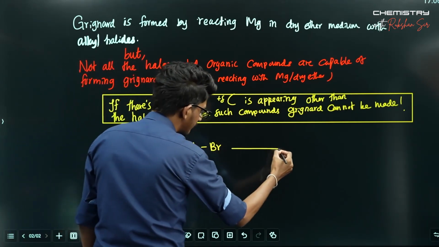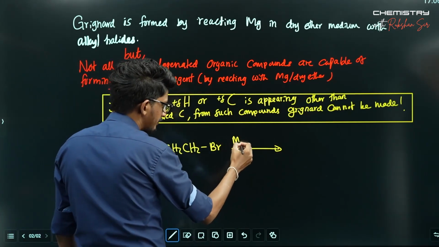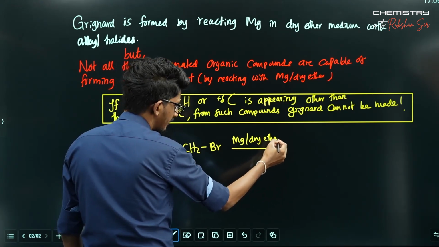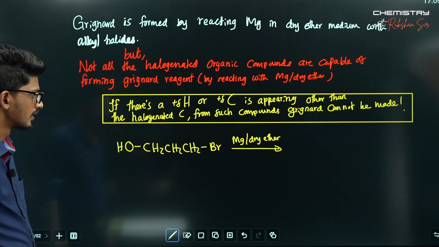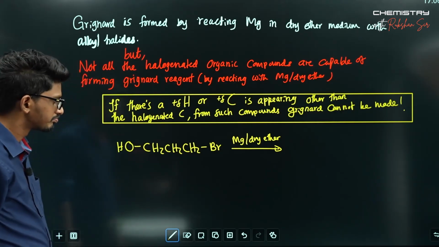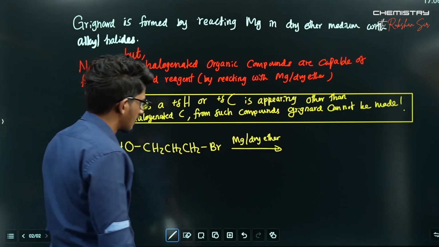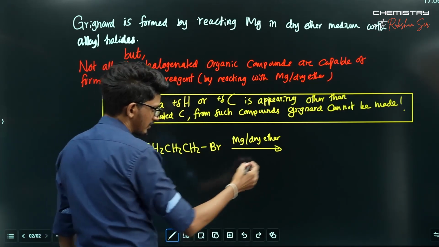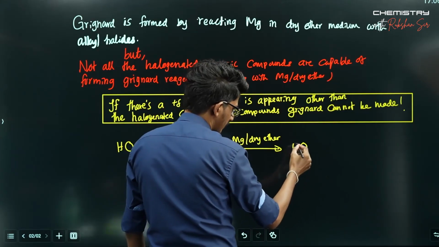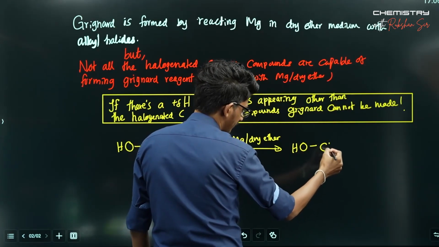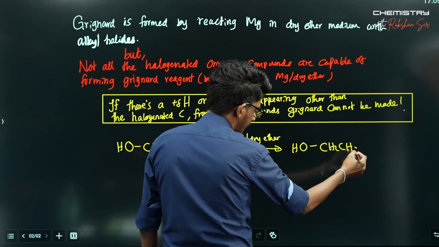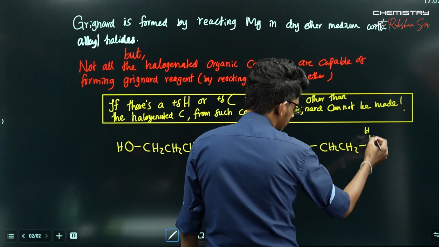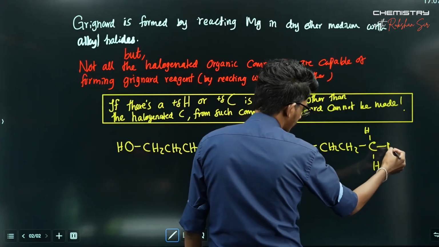And you are adding some magnesium in dry ether to this one. Let's see what will happen. So this Mg comes to this section first, to form this kind of stuff. I write this thing clearly to get the complete knowledge.